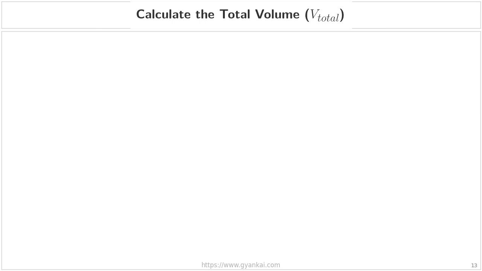Calculate the total volume, V total. Now that we have calculated the volumes of our two individual parts separately, the cylinder and the cone, we reach the final and most crucial step, summation. To find the total volume of the grain silo, we simply apply the principle we discussed earlier by adding the two volumes together. So, V total equals V1 plus V2.